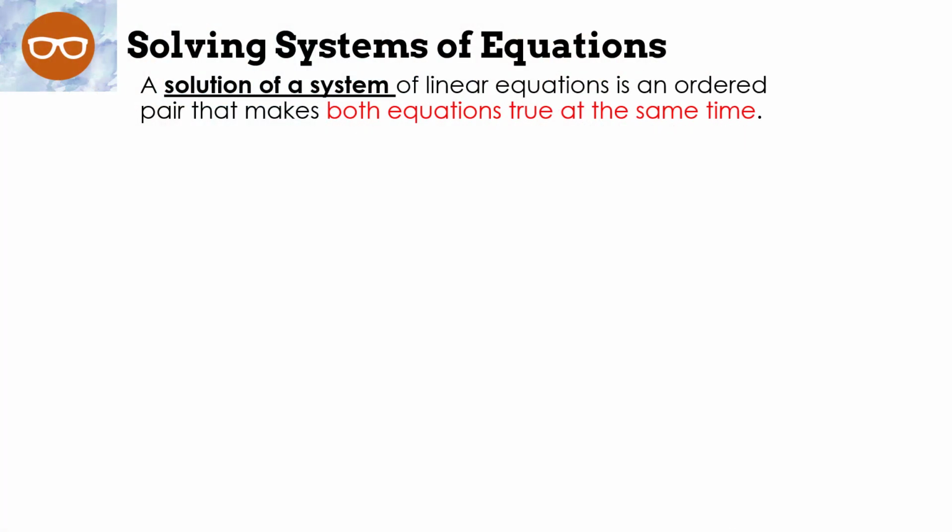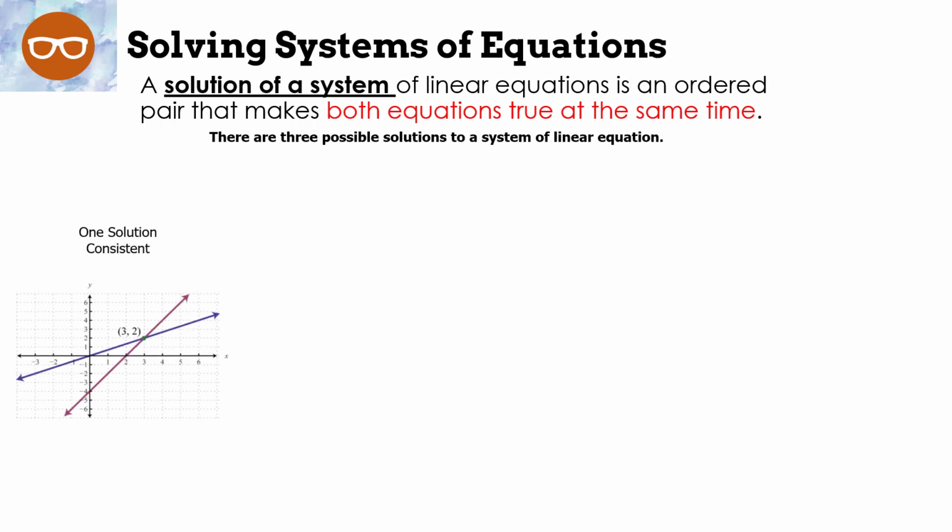A solution of a system of linear equations is an ordered pair that makes both equations true at the same time. There are three possible solutions to a system of linear equations. The first solution is called consistent. That's where we get one solution. That's when two lines intersect. For instance, the example here intersects at (3, 2), and that's the solution.